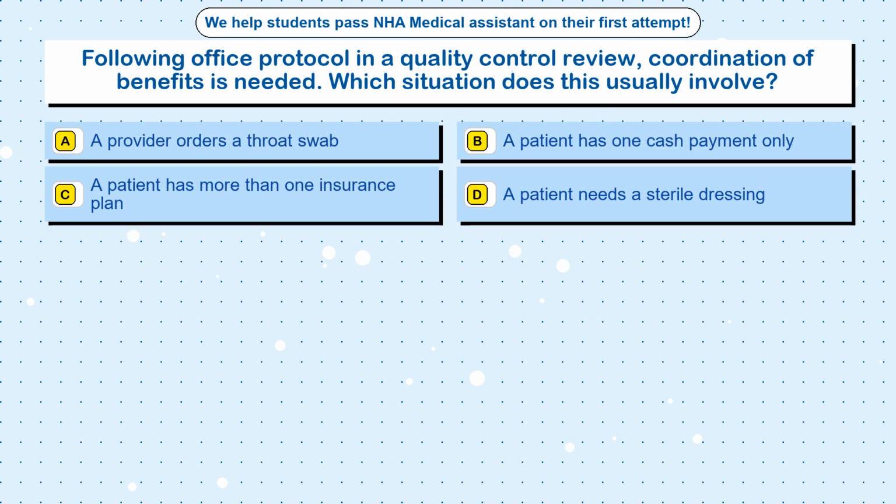Question 93. Following office protocol in a quality control review, coordination of benefits is needed. Which situation does this usually involve? Option A. A provider orders a throat swab. Option B. A patient has one cash payment only. Option C. A patient has more than one insurance plan. Option D. A patient needs a sterile dressing.